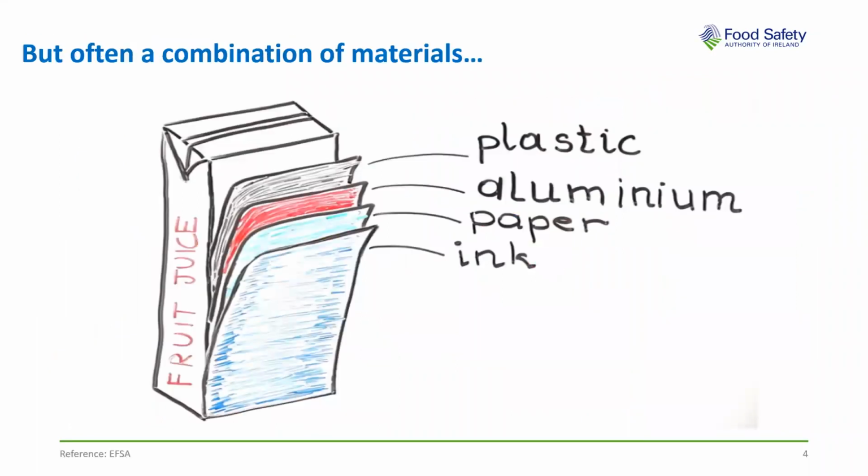But often what we find when we look at food contact materials as they're used in the food industry are often a combination of materials. So if you take a fruit juice carton, for example, a common Tetra Pak, it has a number of different components. And in this slide, you'll see that often it's composed of plastic, aluminium, paper, and ink. So a combination of materials is used often in food contact materials.